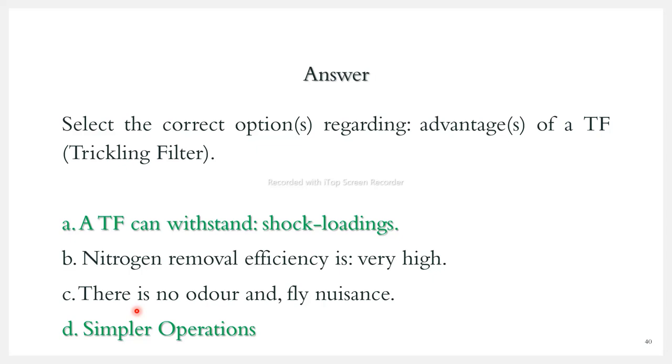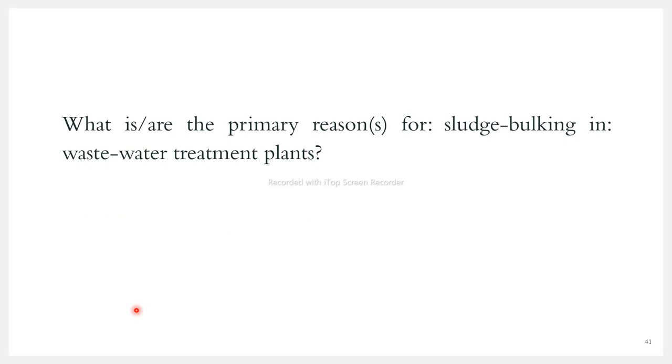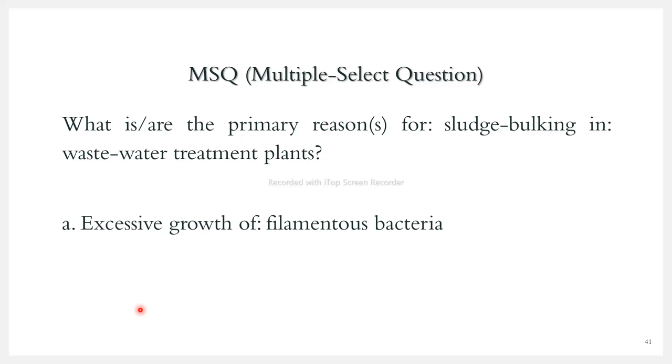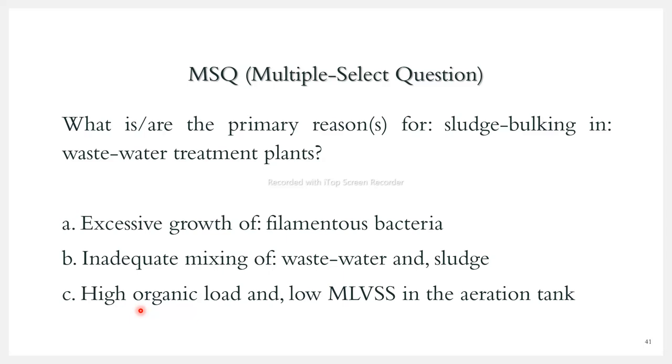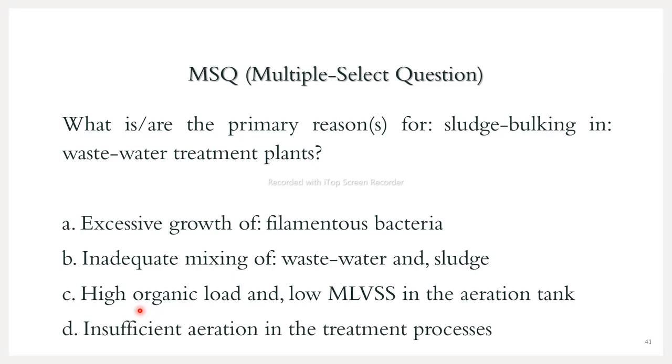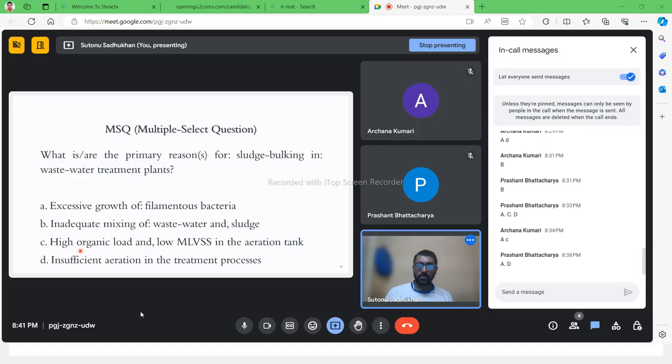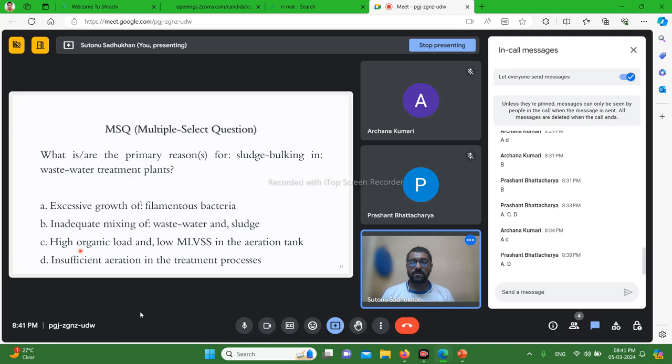Okay. So now, next MSQ. What is or are the primary reasons for sludge bulking in water treatment plants? Sludge bulking we already discussed earlier. Option A is excessive growth of filamentous bacteria. Option B is inadequate mixing of wastewater and sludge. Option C is high organic load and low MLVSS in the aeration tank. And option D is insufficient aeration in the treatment process. Both of you should answer this. We talked about sludge bulking twice today.